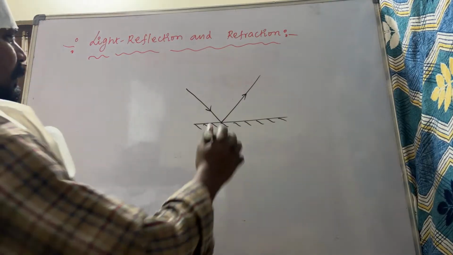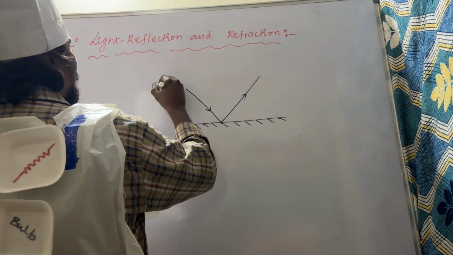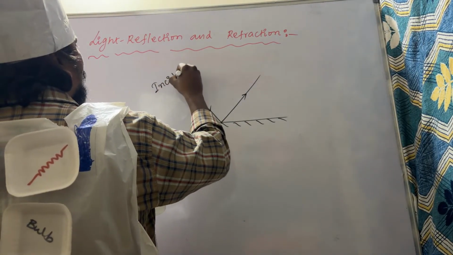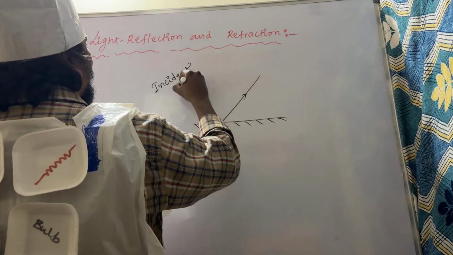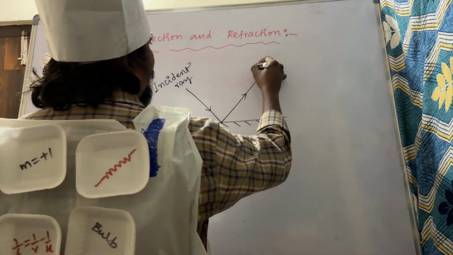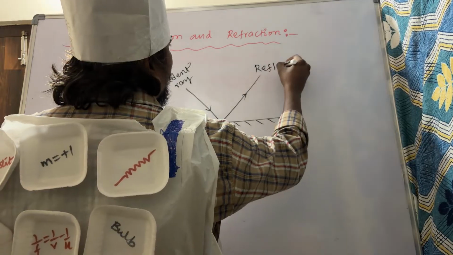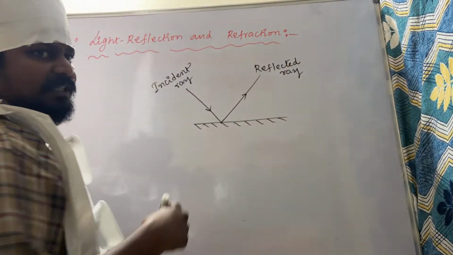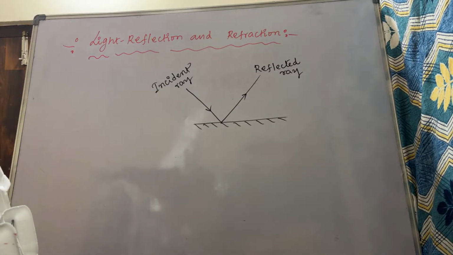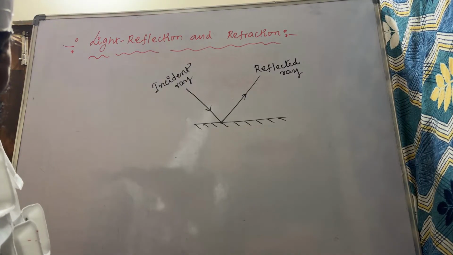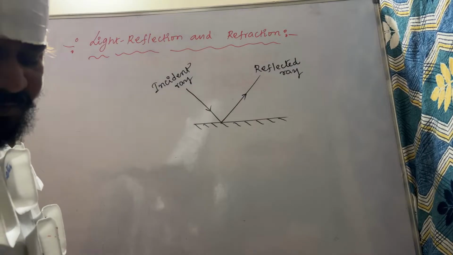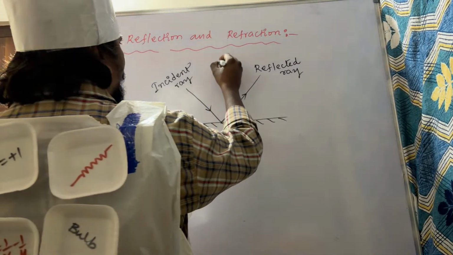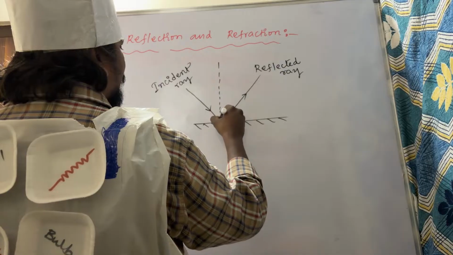So this is the incident ray, and this one is the reflected ray. The line which is perpendicular to the plane surface is called the normal line. So I am taking here this normal line.